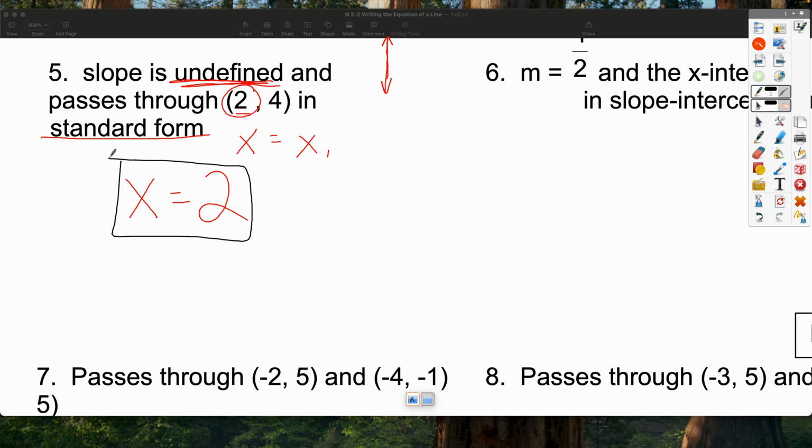Then when we get a slope that is 0, it's going to be the opposite. We'll get there in just a second. Sometimes it won't tell you that it's undefined. It'll give you 2 points, and if you find the slope is like 10 over 0, when we have that 0 on the bottom, that means an undefined slope. So that's how we can also figure that out. If you do your y2 minus y1 over x2 minus x1, and you get a 0 on the bottom, that is your undefined slope. So it'll be x equals the x value.